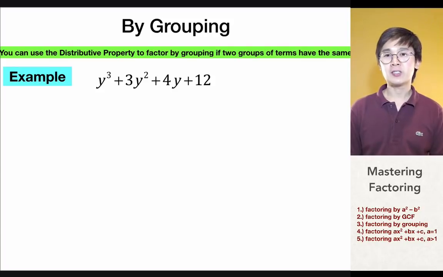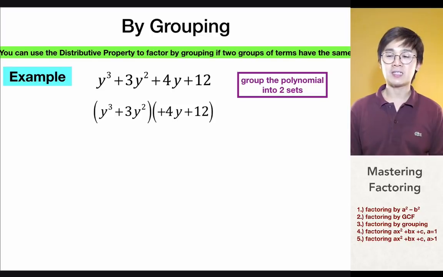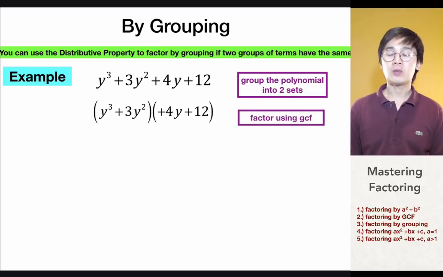Now notice that there's no single factor that can divide each term in this polynomial. So when this happens, we'll use the factoring technique by grouping, which means we're going to separate the terms into two sets. We'll have the first set, which is y cubed and 3y squared, and the second set will be 4y plus 12. And since we have separated into two groups, now we can use the factoring technique that we just learned, which is to factor out each group using its GCF.